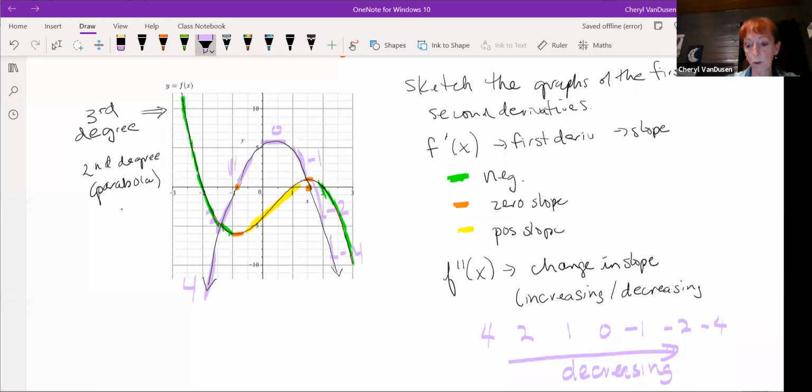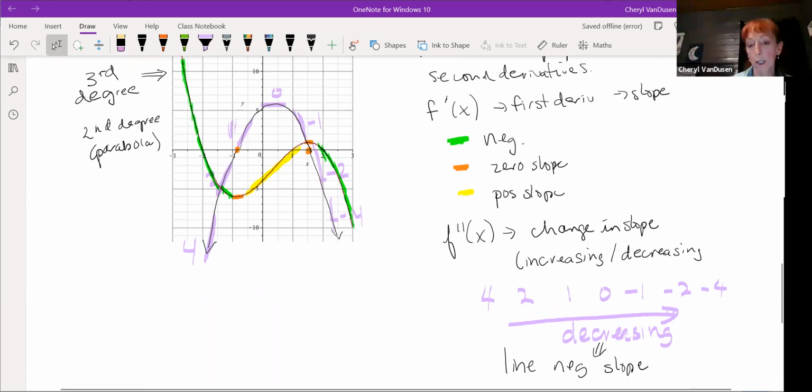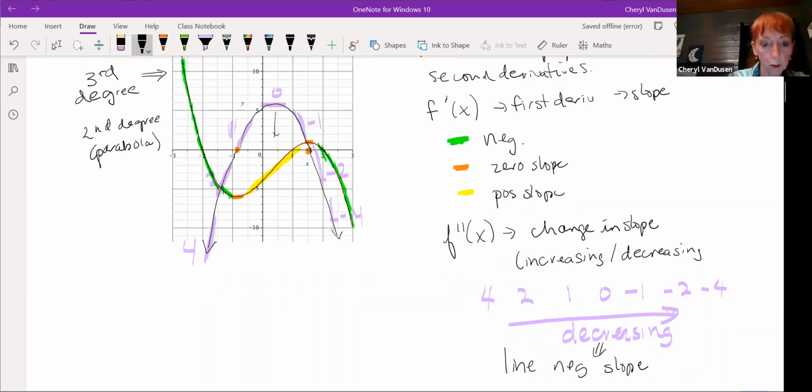So that means that we want to draw a line with a negative slope. Decrease means negative. So we're going to draw a line with a negative slope, and it will come down here like this, and then our second derivative will look, as long as it's got a negative slope, something like this. Okay, so that's our second derivative there.